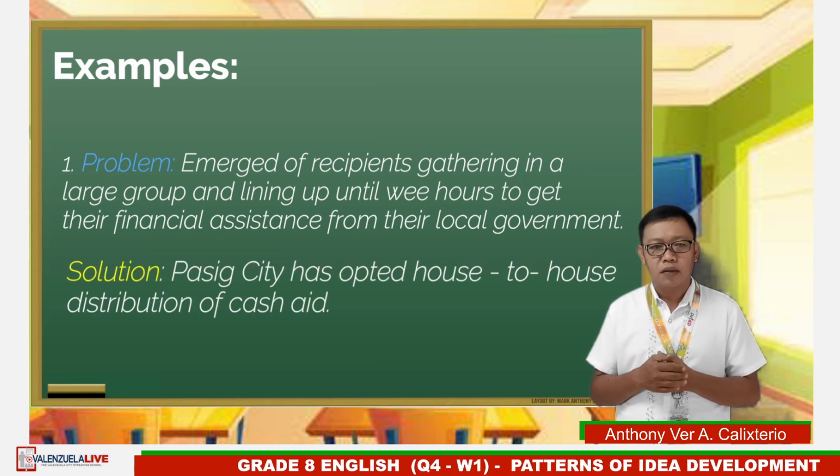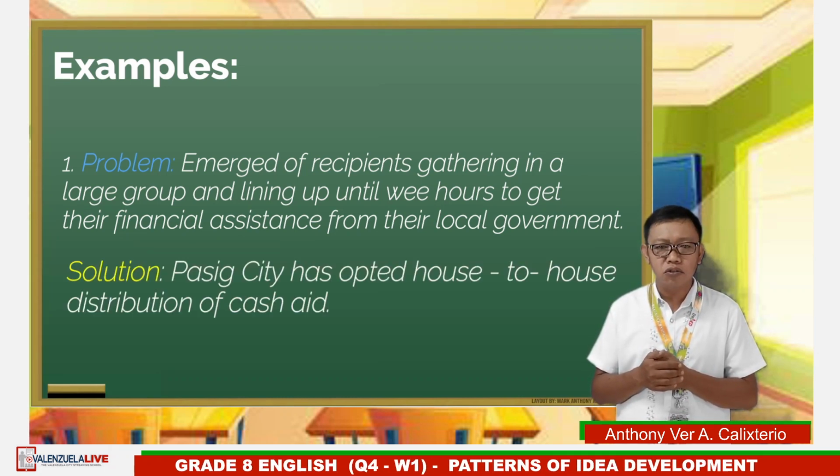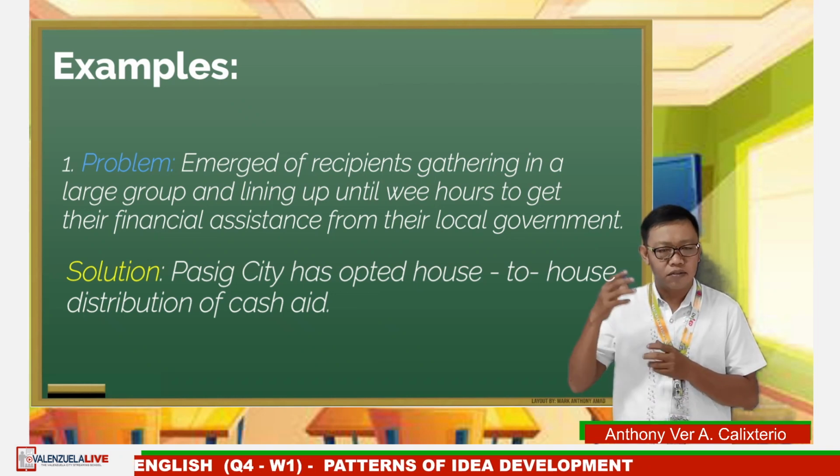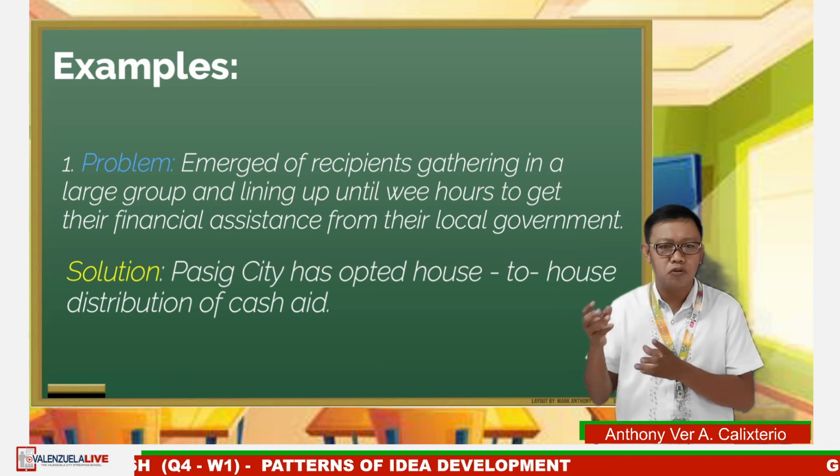Solution is, Pasig City opted house-to-house distribution of cash aid. Okay? That is a simple idea. The problem and the solution.